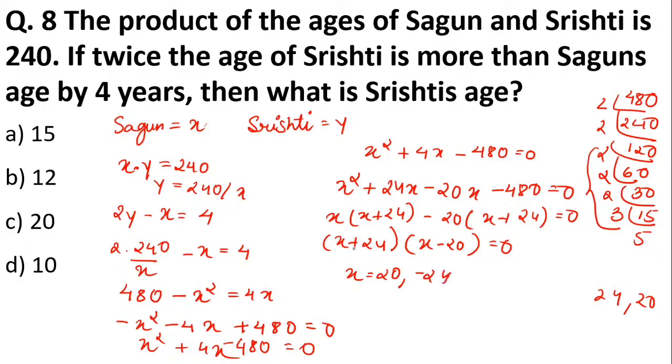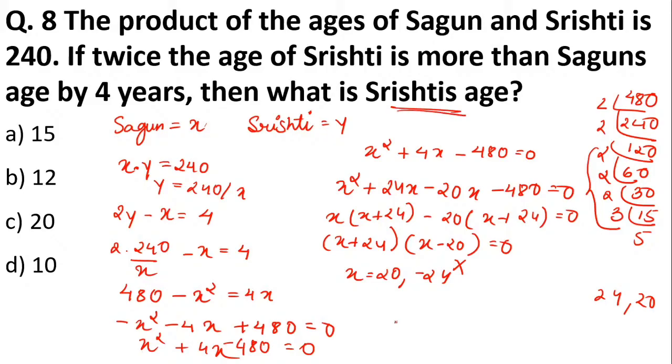Obviously, because if positive sign, if this number goes to the other end, it becomes negative. So obviously age cannot be minus 24. So the age of x is what? Shagun, right? Shagun's age is what? 20. And what is the age of Shrishti? The question has asked you the age of Shrishti.